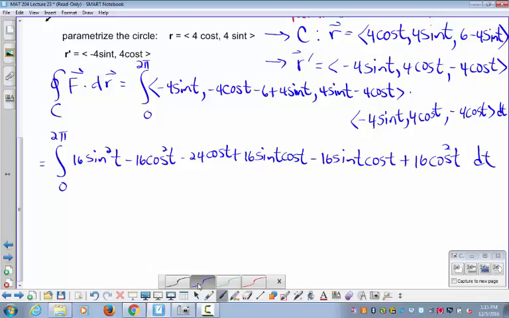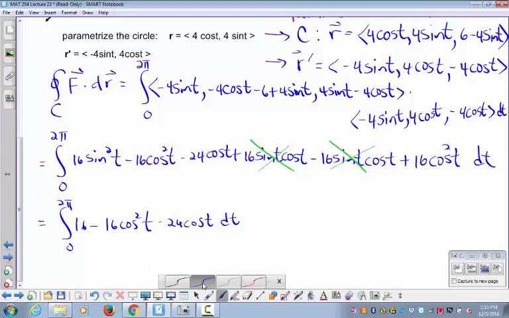I'll simplify that to cancellation. Those two go away. And we have 16 for the sine squared plus cosine squared. So I think we're down to 16 minus 16 cosine squared of t minus 24 cosine t. Are you going to see anything funny? Signs all look right.